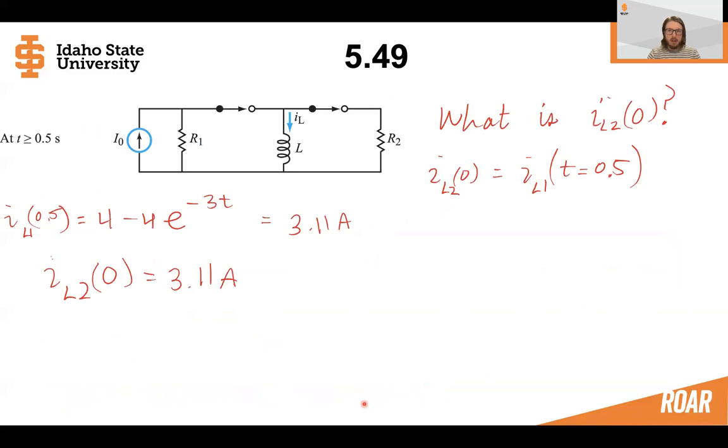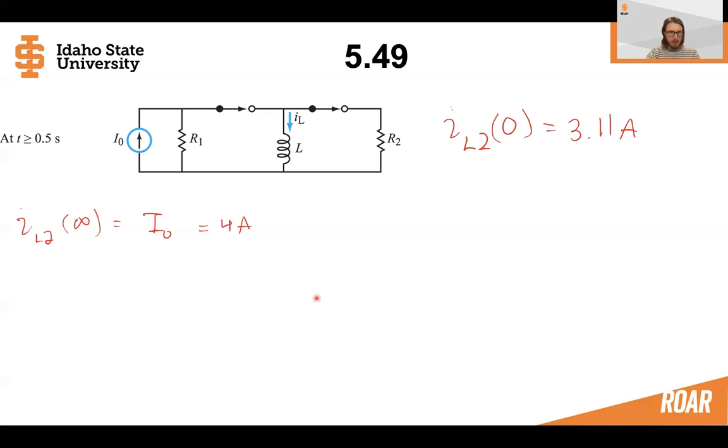Now, let's consider IL2. We need to look at the second part of the circuit, when the second switch is flipped. Again, we're going to need to find the initial current, the final current, and a time constant, and then we're going to use that main equation for writing current in an RL circuit. Let's say that the initial current for IL2 is equal to the current in IL1 at time equals 0.5. We find IL1 at 0.5, and that's 3.11 amps. So this is going to become the initial current here.